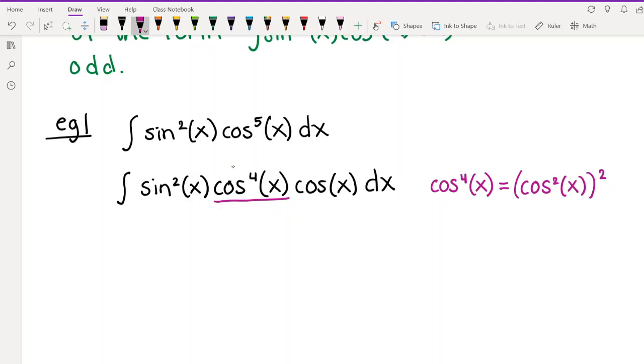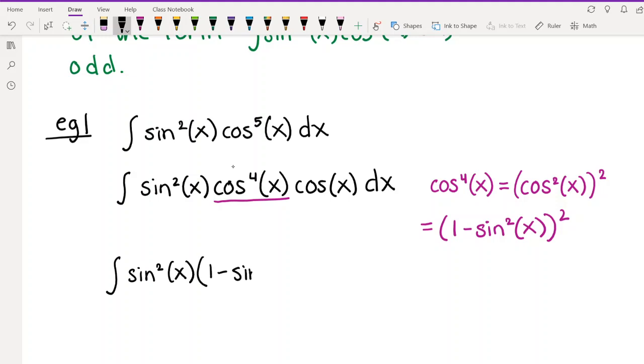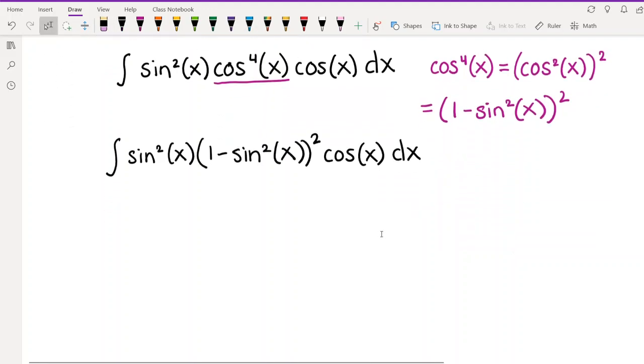Okay, so how can we rewrite this now? Well, we know that cosine squared of x is the same as 1 minus sine squared of x. And now we have that squared. So now we can go ahead and put that in. And so now we'll have sine squared of x times 1 minus sine squared of x, squared, times cosine of x dx.